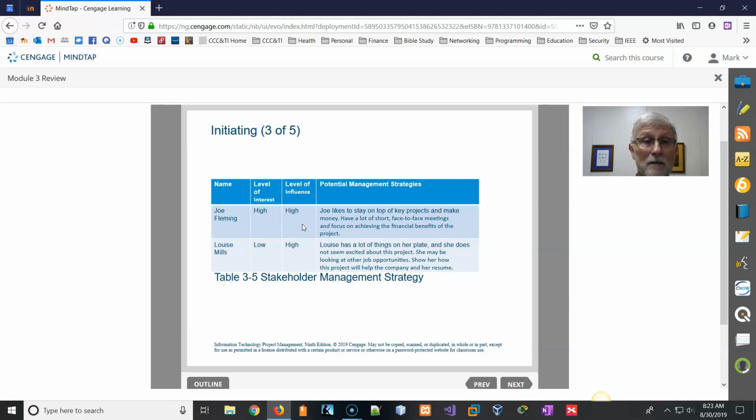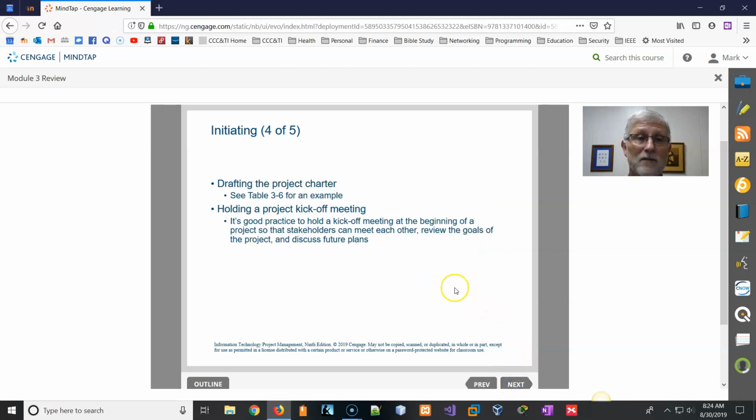Now, Louise here, she's got a low level of interest, but she's got a high level of influence. So even though she's got a lot of stuff going on, she still has a lot of impact on this project, and it may help her in her career or the company and its business to make sure that things are taken care of and done right. So even though she doesn't have the time, she may be a resource you want to tap into, because of the influence she has, to get the project done successfully.